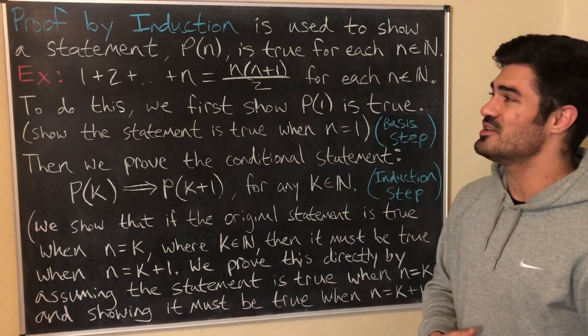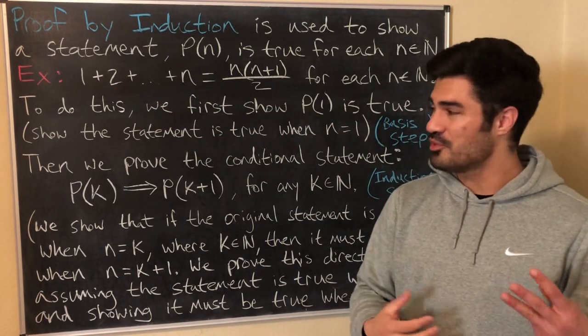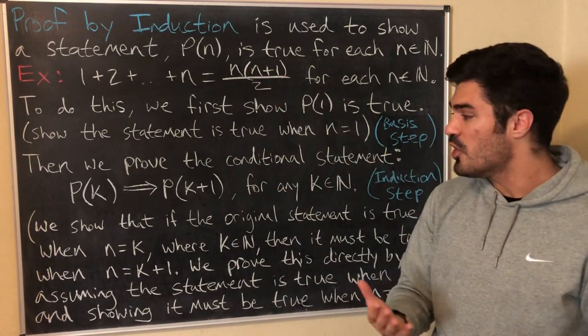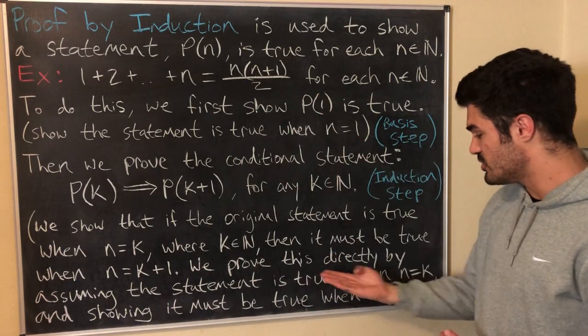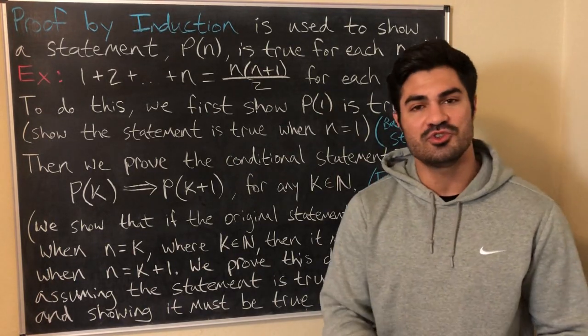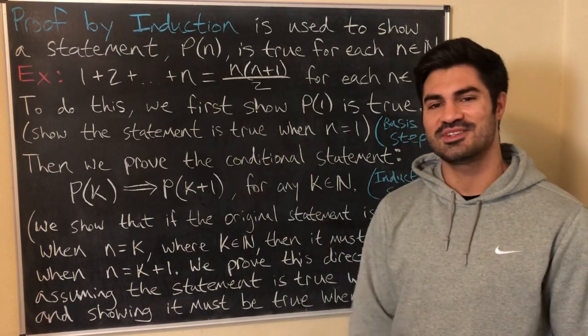We're going to continue to our first example of proving this is true. But in general, there are 3 main steps. Basis step, we show the statement is true when n equals 1. Then we assume the statement is true when n equals k, and then we try to show that it must be true for k plus 1. So 3 main steps, and we're going to do it right now with this example.